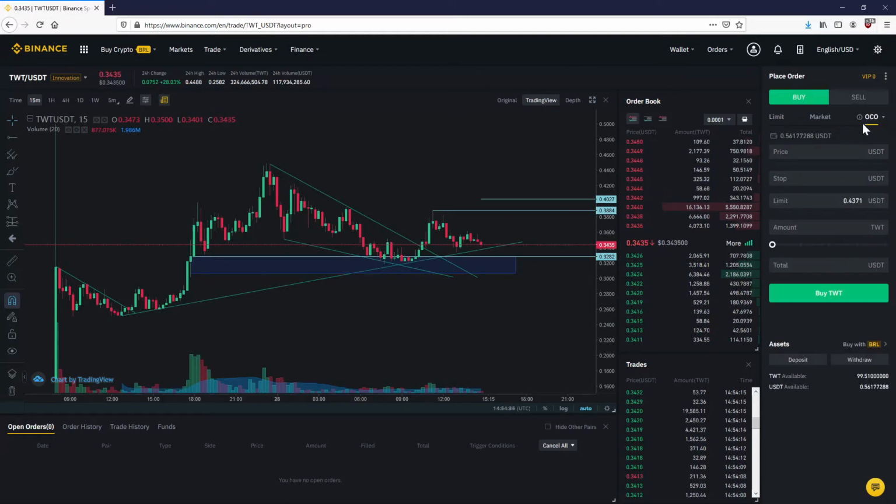That is the one cancels order. One cancels order, like one order filled, we cancel the other order. So this is placing two orders at the same time. It is good for placing stop losses and take profit. The stop loss and take profit will be on the sell side.